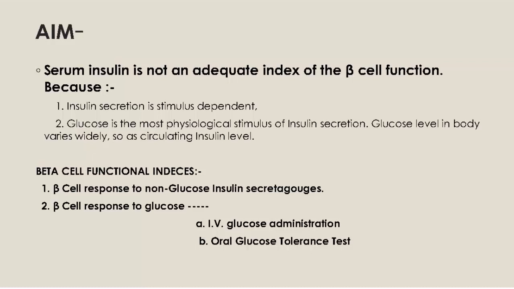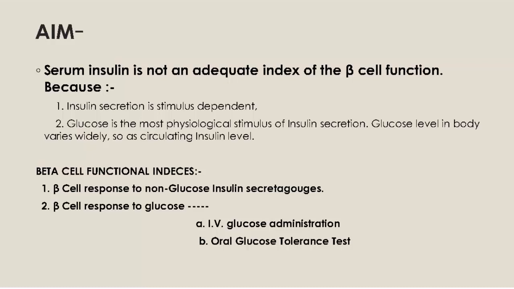And here lies the importance of OGTT, oral glucose tolerance test. It is a test which is used as an index of the beta cell function of the human body. Now you can say that beta cells secrete insulin, so you can measure the insulin level in serum, and it is also an index of the beta cell function. But serum insulin is not an adequate index of the beta cell function, as it is written in slide number 2: the insulin secretion is stimulus dependent, that is point number 1. And point number 2 is that glucose is the most physiological stimulus for insulin secretion.